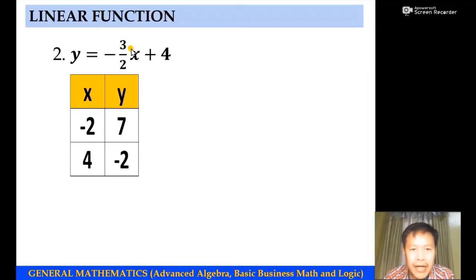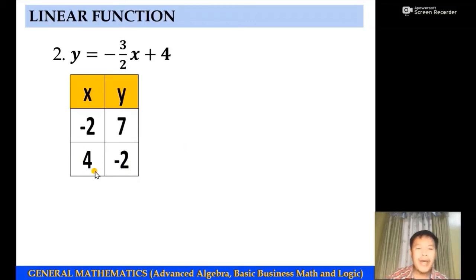Okay, you can have also another way of getting the value of y here. 4 times 3 is 12. 12 divided by 2 is 6. Take note, this is negative. Therefore, negative 6 plus 4 is negative 2.